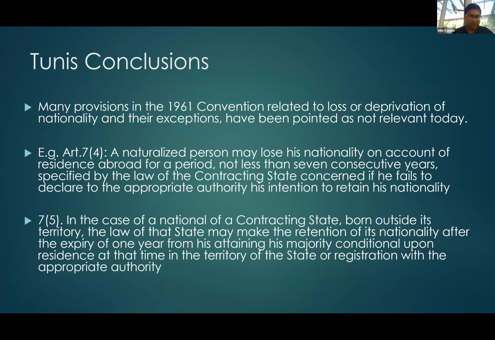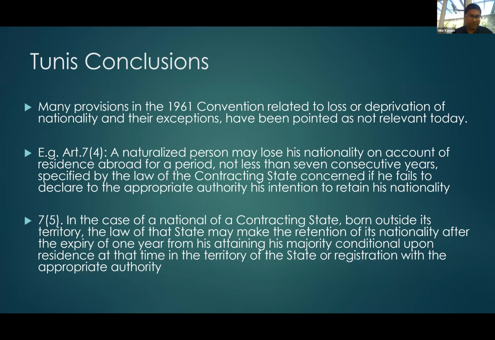And another example is Article 7, paragraph 5. In the case of a national of a contracting state born outside its territory, the law of that state may make the retention of his nationality after the expiry of 1 year from his attaining his majority conditional upon residence at that time in the territory of the state or registration with the appropriate authority. Again, here in a moving world, in a world which is so globalized, having laws which make retention of nationality conditional upon such residence may not be workable or relevant in today's time. So the Tunis conclusions take exception to such provisions, and I generally agree that these provisions in the 1961 convention are probably a voice from the past.